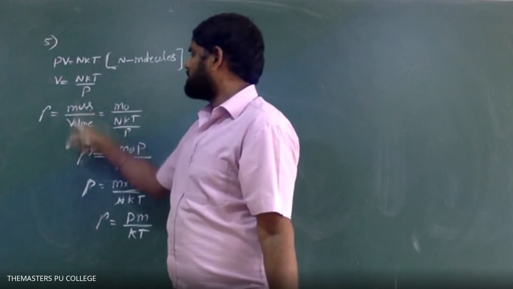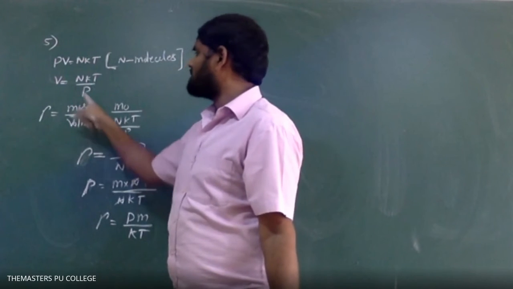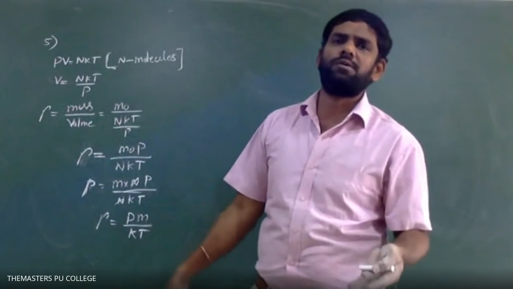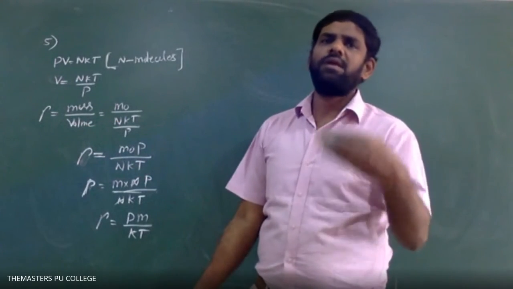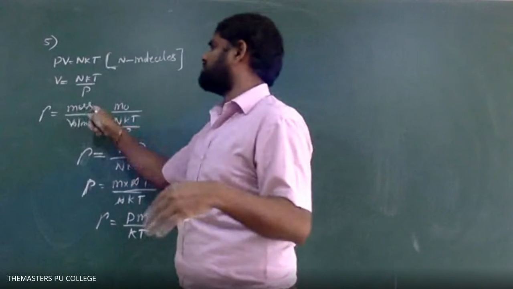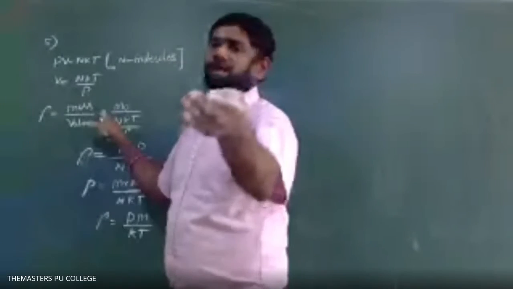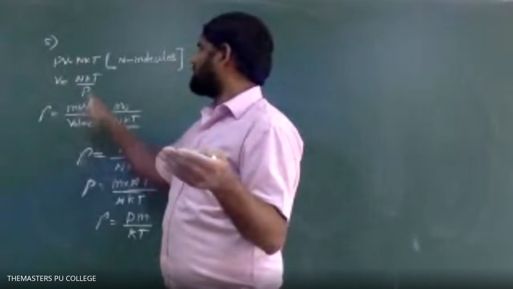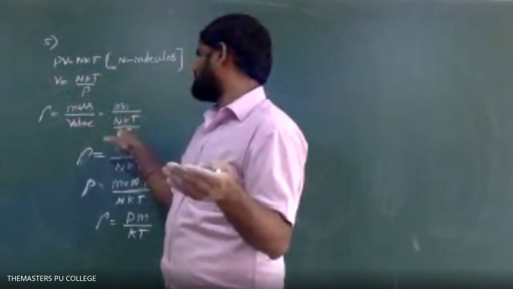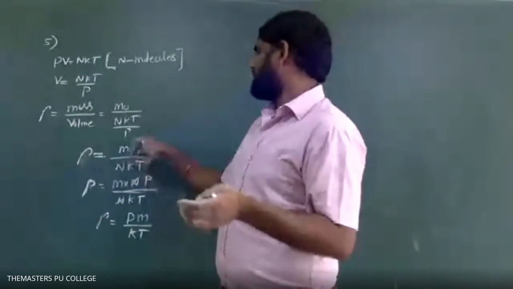Density rho we can write as mass by volume. They are asking the density of the gas. Yes, density of the gas means the total mass of the gas by the total volume of the gas. Total mass of the gas they have given as m naught. Total volume of all the molecules is equal to this. We substitute this, and we get this relation.